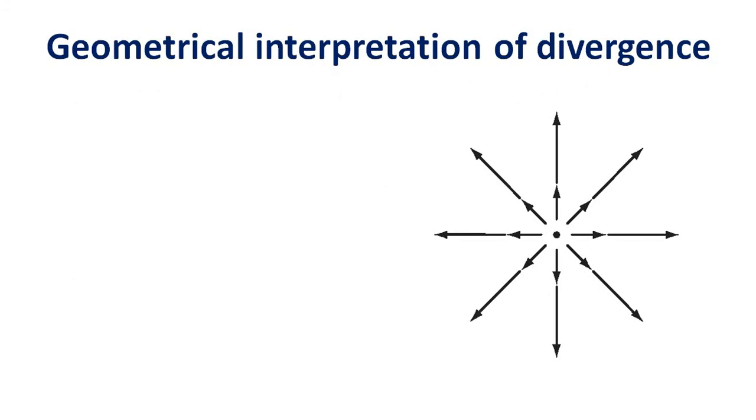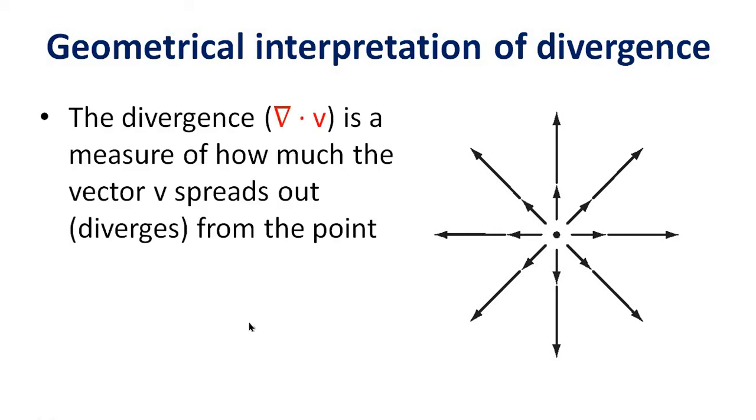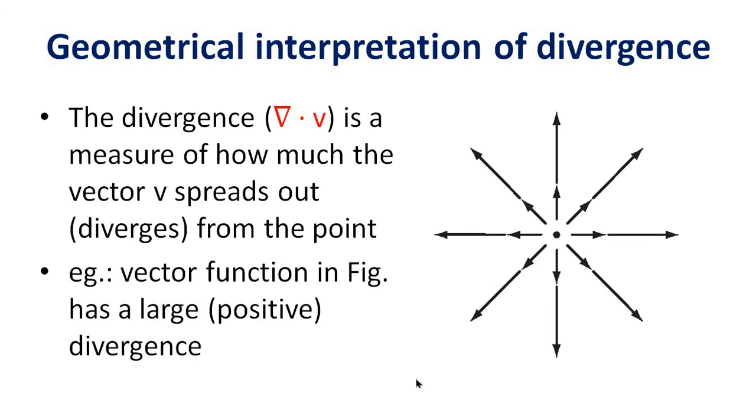Geometrical interpretation of divergence. This diagram represents divergence. You can see from the middle point it diverges in different directions. The divergence del dot v is a measure of how much the vector v spreads out or diverges from the point. Example, the vector function shown in the figure has a large positive divergence.